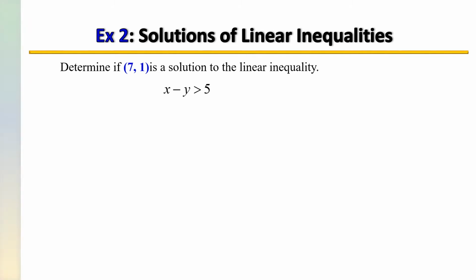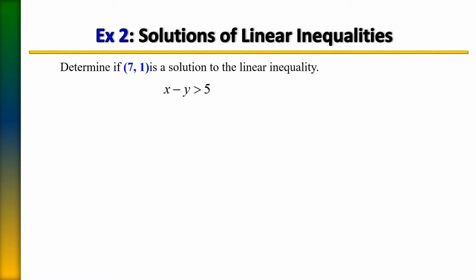In this example, we're asked to determine if (7, 1) is a solution to the linear inequality. Again, the only way you're going to determine whether an ordered pair is a solution is by plugging it into the equation, or in this case, into the inequality. If when you plug it in, you have a true statement, then that is proof that it is a solution. However, when you plug it in and you do the math and it's a result of a false statement, then that is your proof that it is not a solution to the linear inequality.